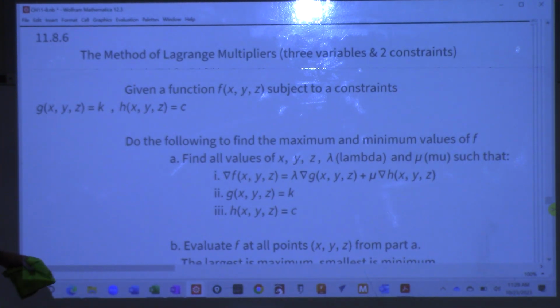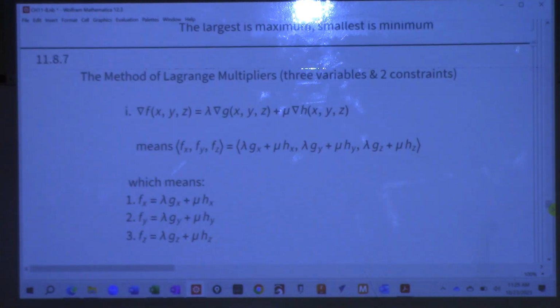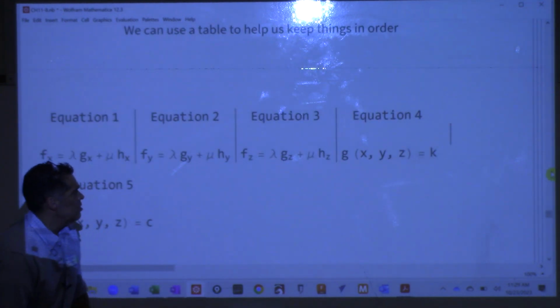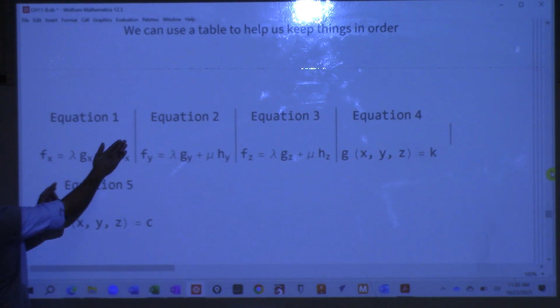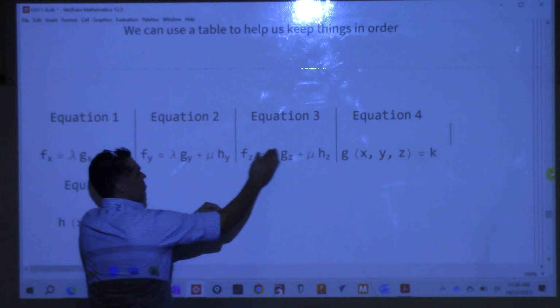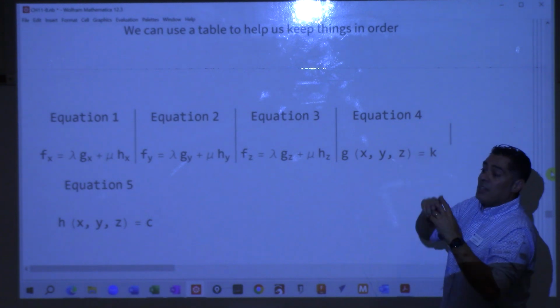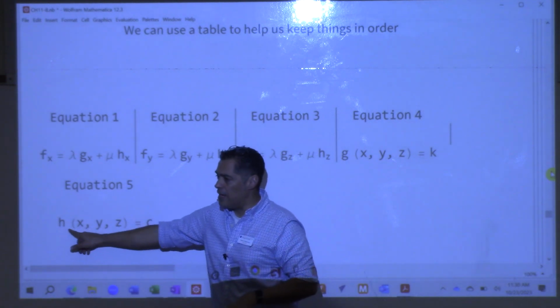It's a little confusing, but you know how we just did 4 equations? With Lagrange with 2 constraints, you have 5 equations instead of 4. You see how this right here is the same thing we just did: partial of f with respect to x equals lambda partial g with respect to x. Then the next one, then the next one, and then your constraint. But if you have a second constraint, here's your second constraint. We call that h of x, y, z.